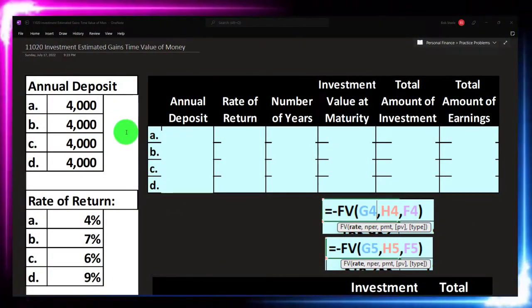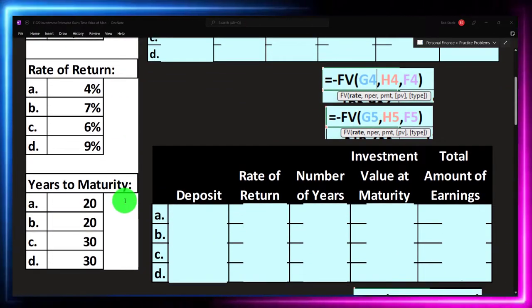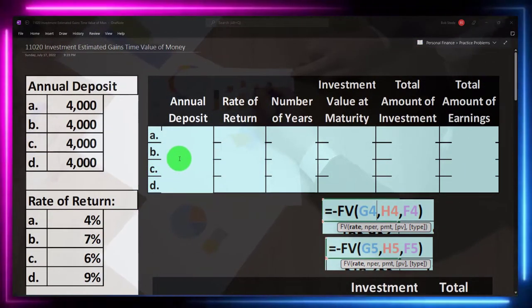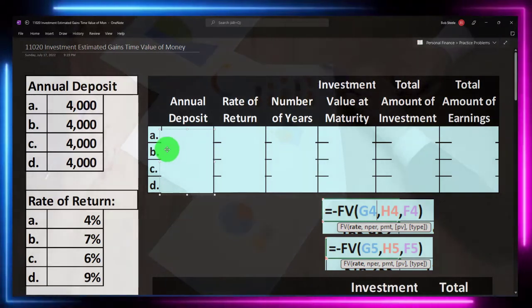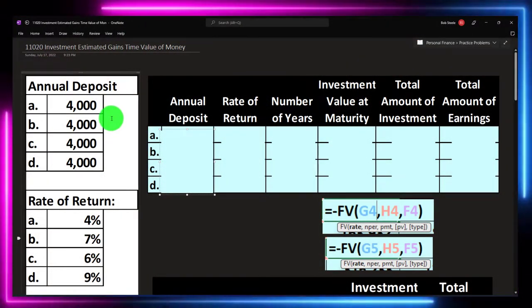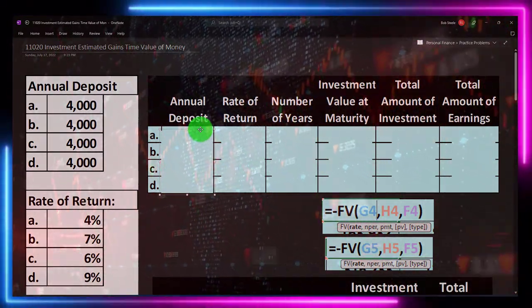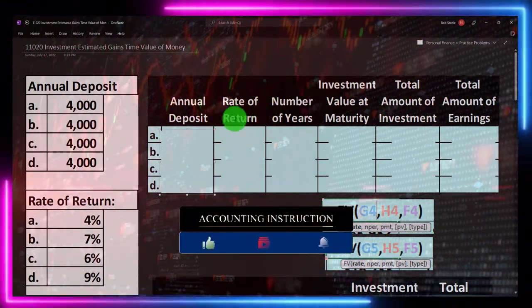So here's the information on the left: annual deposits, rate of return, and years to maturity. These are great practice problems to work in Excel, because you can think about the tables you're putting together, and you can put your time value of money together. You could set it up in such a way that you can adjust the data on the left-hand side and have that automatically adjust on the right, practicing your estimates and your model calculations. So we've got our table that we put together.